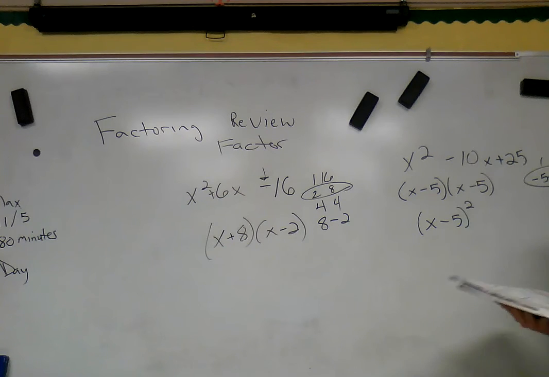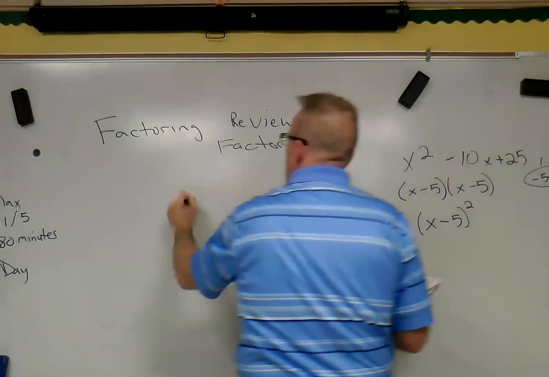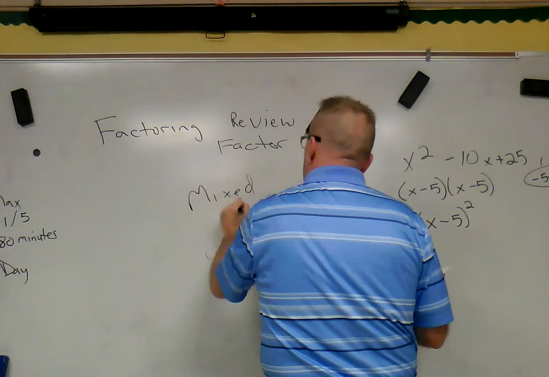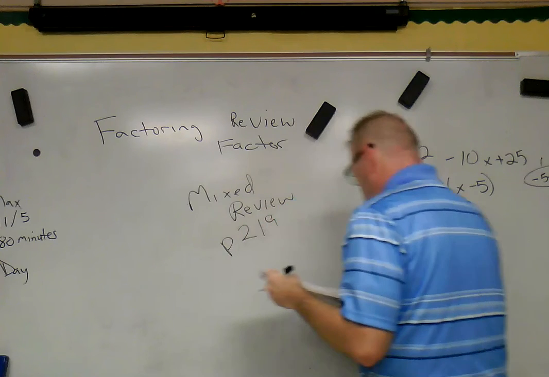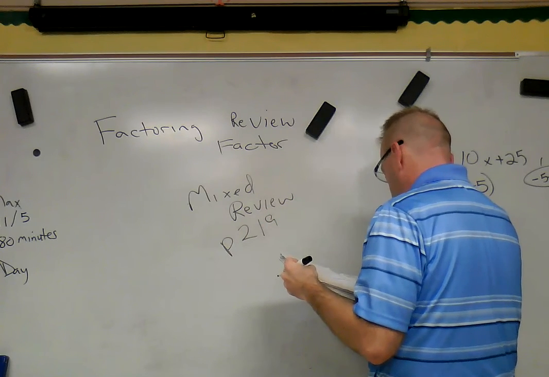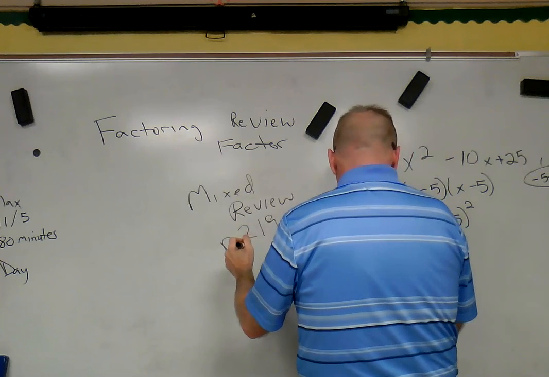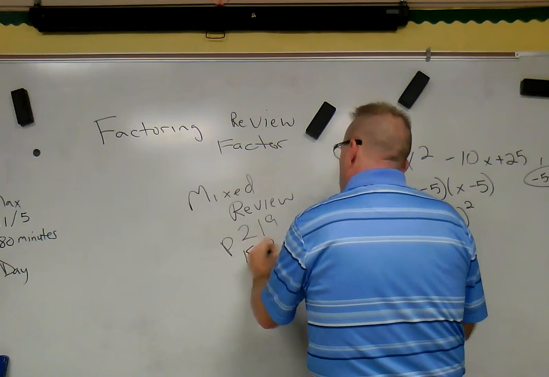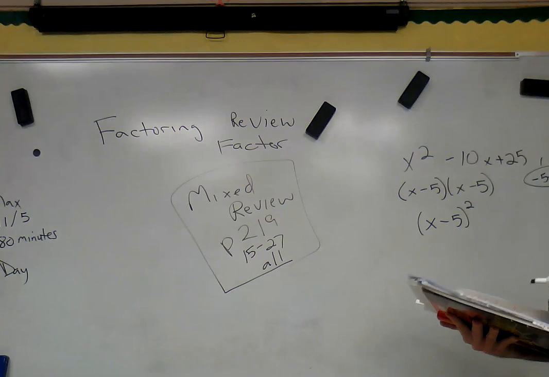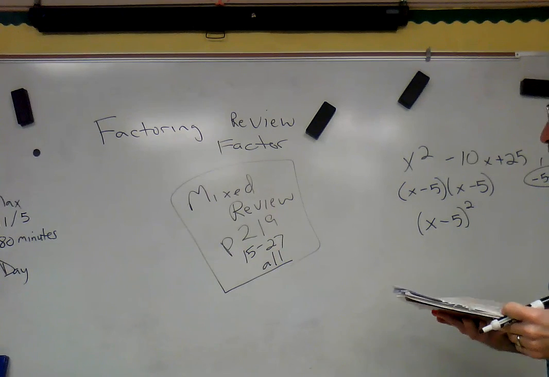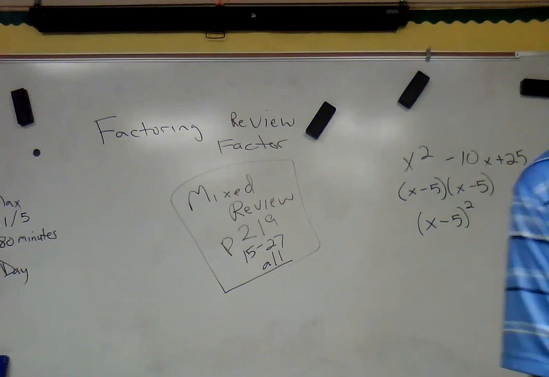Okay, so I'm going to have you work on the mixed review today on 219. Extra practice for factoring. So 219. We are going to do 15 through 27 all. I'm not sure if they're all in the back, but even if they're not, we should be able to kind of get it along the way. Okay, so page 219, mixed review, 15 through 27 all.